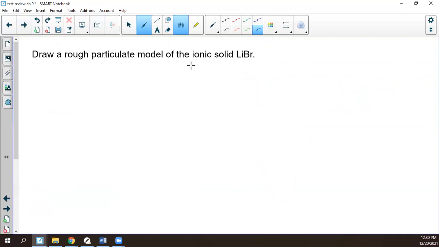Draw a rough particulate model of an ionic solid of LiBr. Okay, this is an ionic substance, right? It tells you it's ionic. You were supposed to remember and be able to draw an ionic chunk. Just what would it look like? Does this sound familiar? One of them better be smaller. And they better be drawn a specific way. Give it a shot. Don't spend a ton of time on it. Just draw a bunch of circles and let's see what you get. You should put the plus and minus charges on them.